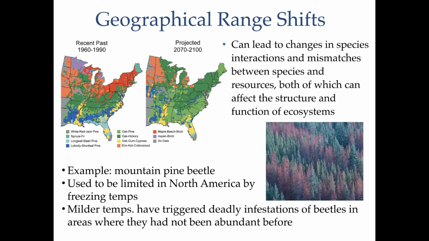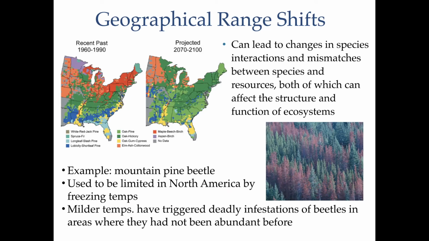So one example of why this is going to be a problem is the mountain pine beetle, which used to be limited by freezing temperatures. But now, because the temperatures are much more mild, it is occurring in places where it didn't occur before, and it is causing death in a lot of places. So we are changing those temperatures, those places where species occur.